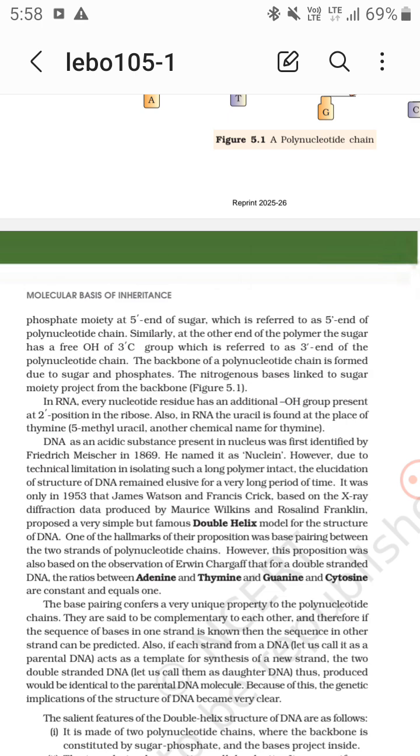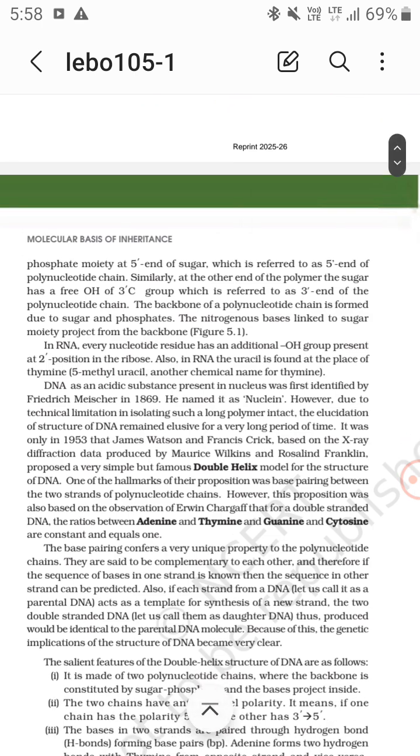In RNA, every nucleotide residue has an additional OH group present at the 2' position in the ribose. Thymine, chemical name 5-methyl uracil.